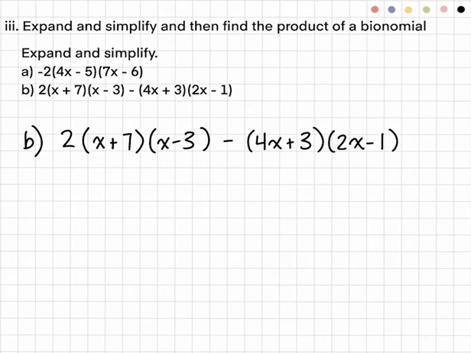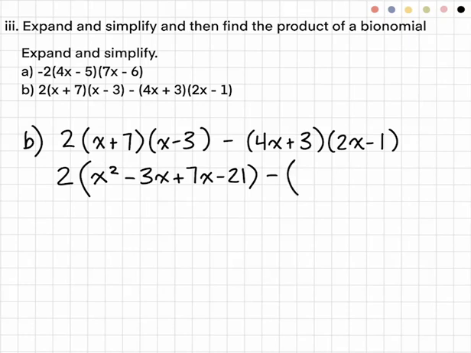So I'll bring my 2 down one line, and then we're going to FOIL. So x times x is x squared, and then x times negative 3 is negative 3x. And I've got positive 7 times x, and then I've got positive 7 times negative 3, which is going to give me negative 21. I'm going to close my bracket, and then I'm going to continue. Minus, and on this side I'm going to open a bracket.